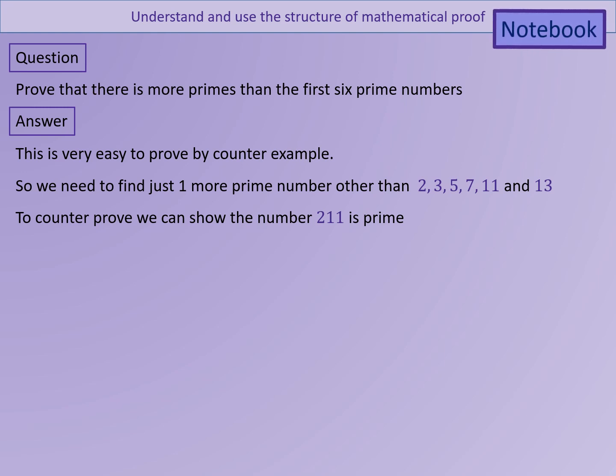So this question could have been done slightly differently, and this is the reason why I'm doing this. I could have written here, prove that 211 is prime. Now the problem with 211 is that you might be thinking, I'm not going to do that, because I have to divide by 1, divide by 2, divide by 3, and so on, all the way up to 211. It would take me ages.